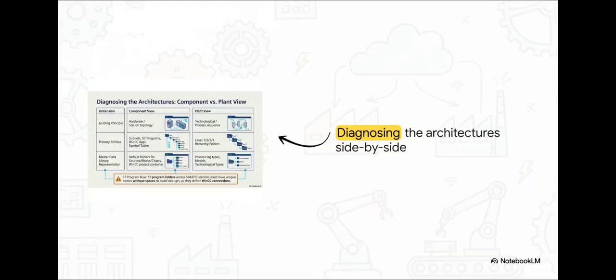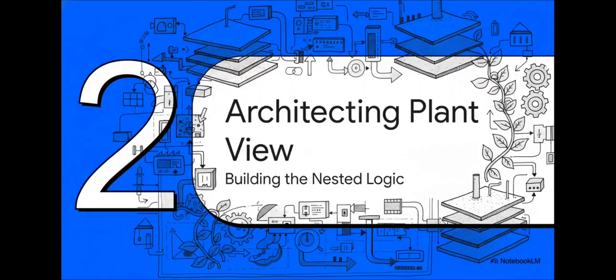None. Why? Because those folder names literally define your WinCC connections. Just one stray space, and boom, your operator station loses its connection to the physical hardware. You've suddenly got a catastrophic blind spot right on the factory floor. No pressure, right? Moving right along to Section 2, architecting the plant view, building the nested logic.